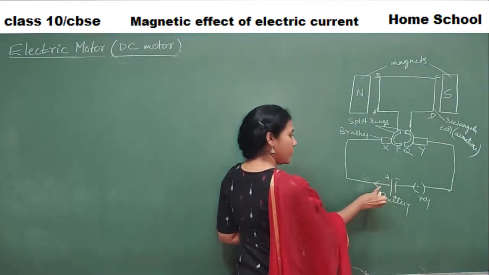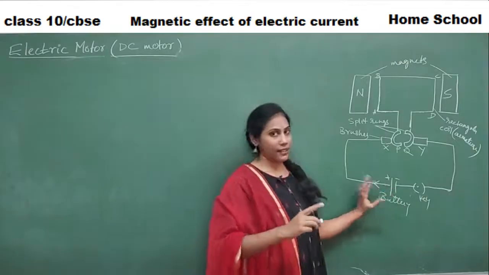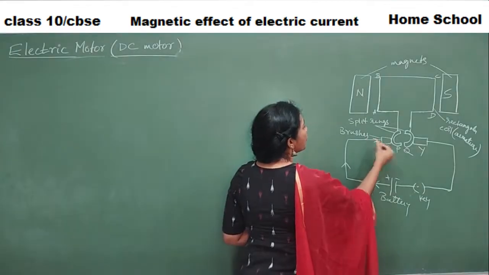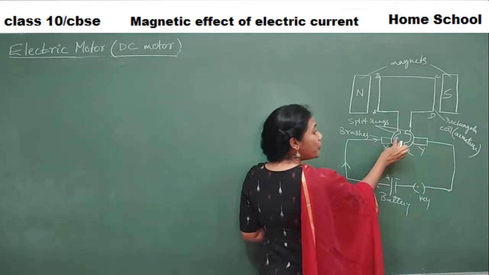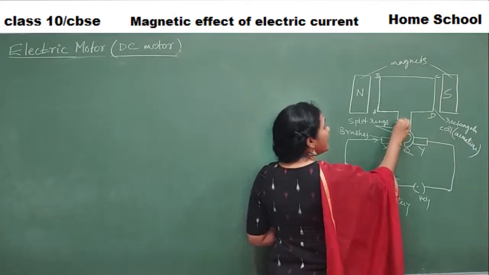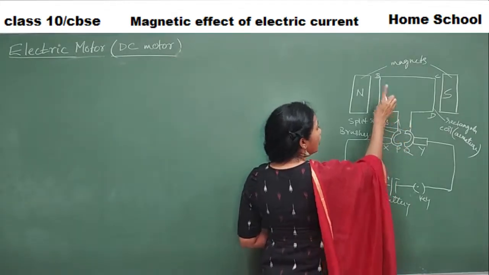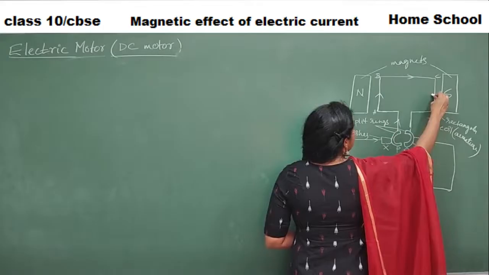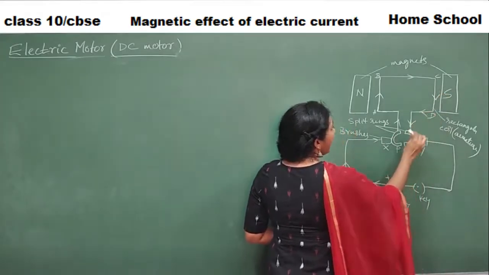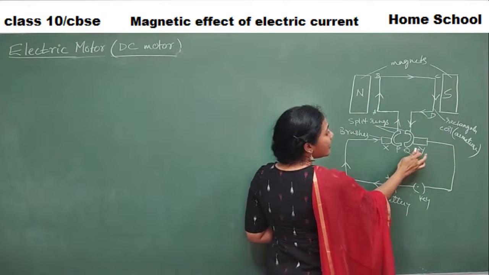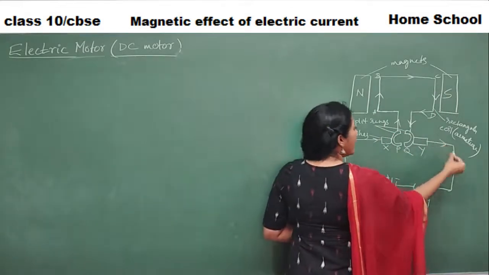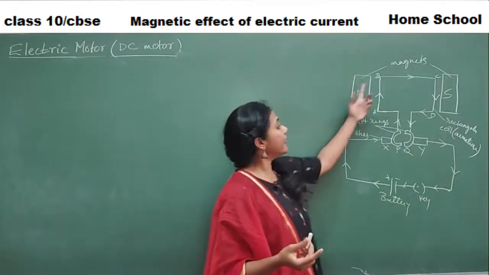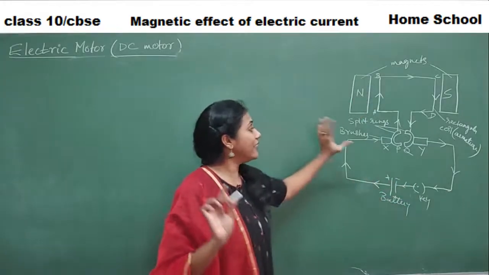From the positive side, yes or no? Always from a positive terminal our current starts flowing, conventional current. See, how does it move? It moves to the brush X, then to a split ring. Later it moves to this particular side of a coil. It moves from A to B, then B to C, C to D, and again comes back to the split ring Q, and later goes to the brush Y, and from Y it comes back to a battery, right? So this is the direction of our current in a DC motor.